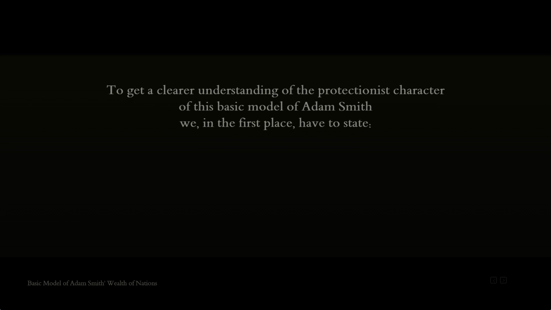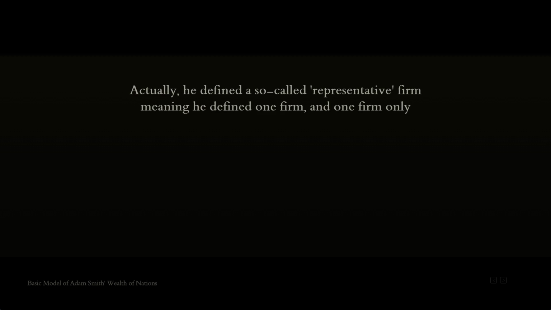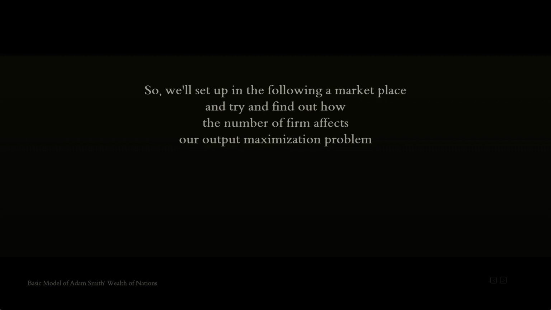To get a clearer understanding still of the protectionist character of this basic model of Adam Smith, we in the first place have to state that Adam Smith didn't set up a marketplace. Actually, he defined a so-called representative firm, meaning he defined one firm and one firm only. And one firm is a monopoly. So we'll in the following set up a marketplace and try and find out how the number of firms affects our output optimization problem.